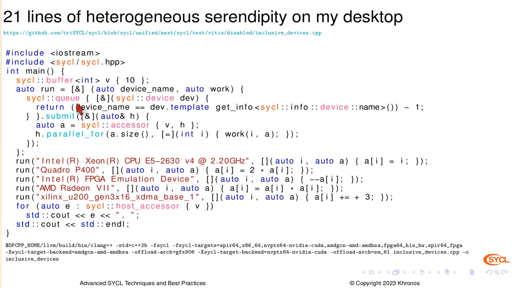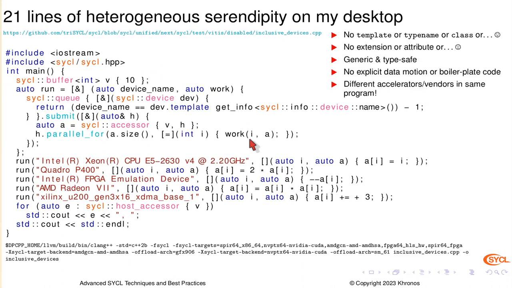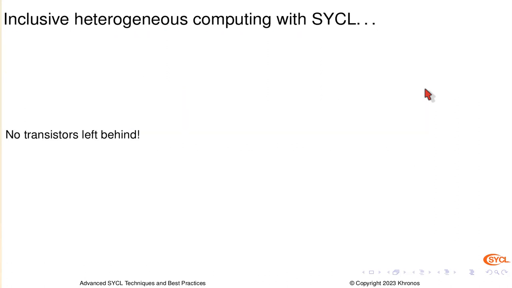And you create here a queue to some device, and the device is just the device with the name that you have used. I don't have time to enter into the details, but then you submit on this queue an accessor, and then the parallel for of the work you have passed in parameters that will work on your device. So it's pretty neat, and there is no super complex C++. It's just modern C++, and there is not a lot of boilerplate, but you can really use different accelerators from different vendors in the same program. And so that's really inclusive.